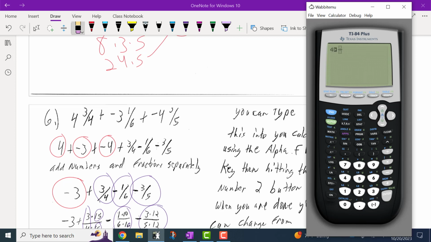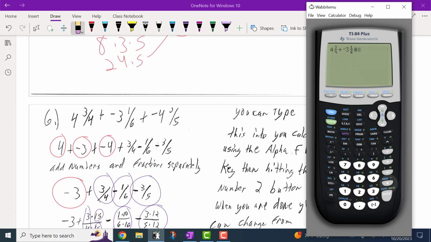And then you're going to go ahead and type in 4. You're going to arrow over to the numerator, type in 3. You're going to go to the denominator and type in 4. And then on this next one, we've got plus, and then we're going to hit our negative sign here. And we've got 3. We need to do alpha F1 and number 2, so we've got our mixed number again. So we've got 3. Then we're going to arrow over and type in 1. Arrow down, type in 6. And then arrow over again.